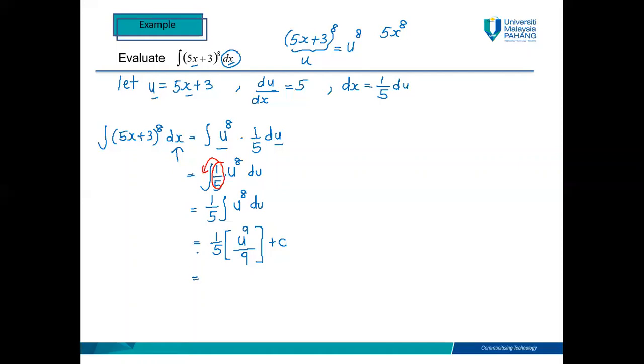So now, this is not the final answer yet. Sebab apa? Sebab soalan dia adalah integrate 5x plus 3. Tapi now you have u and then you have to substitute back what is your u. So ini 1 over 5 times 1 over 9. Okay, so you have 1 over 45. u adalah (5x + 3) power of 9. Don't forget to plus c. Okay, that's all. That's the answer. Okay, not too difficult. Alright.